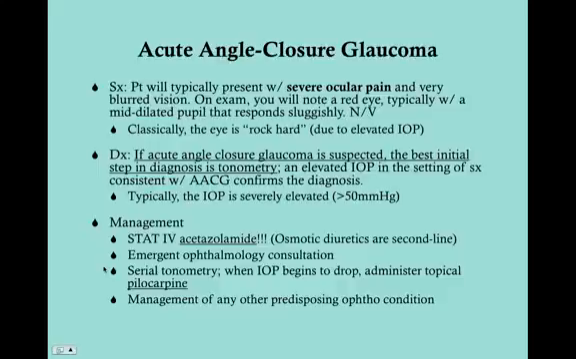Of course, you'll want to call ophthalmology emergently. They need to be consulted in this. And then you'll get serial tonometry. Usually these patients are admitted. Once the intraocular pressure begins to drop, then you will administer topical pilocarpine. And pilocarpine is a miotic agent, and this will open the angle up. And then, of course, you'll want to manage any other predisposing ophthalmologic condition, though usually ophthalmology will do this.